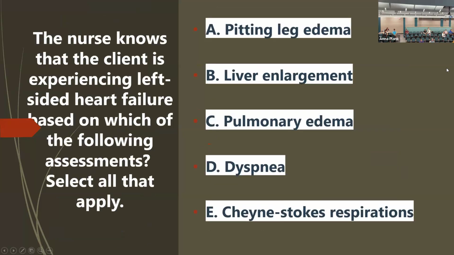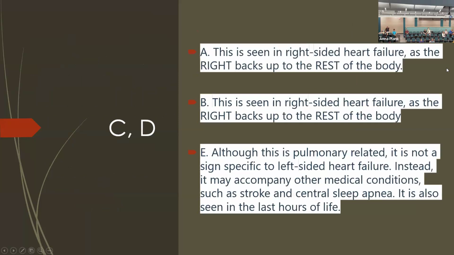Okay. Another one, left-sided heart failure. Okay, you have the slide. What do we want to see? So left affects what particular portion? The lungs, all right, so which ones are we going to pick? We're going to pick C and D. So the rest of the body is right failure.